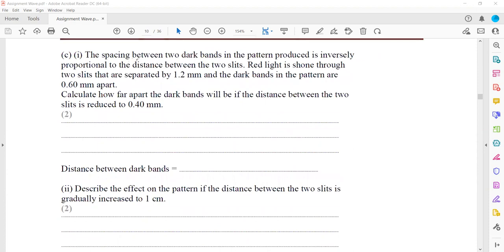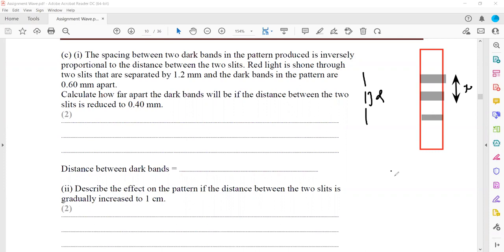In this question, the spacing between the two dark bands is inversely proportional to the distance between the slits. That we already discussed. If this is the screen, and we have the bands, these are the bands, bright and dark. They are saying the distance between the bands, this is x, is inversely proportional to the slit gap size d. Whenever two quantities are inversely proportional, their product is constant. So we can say x into d is equal to a constant.